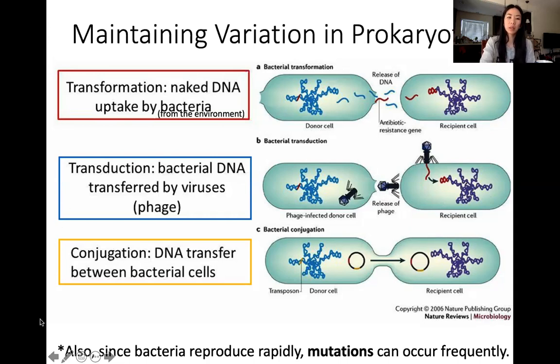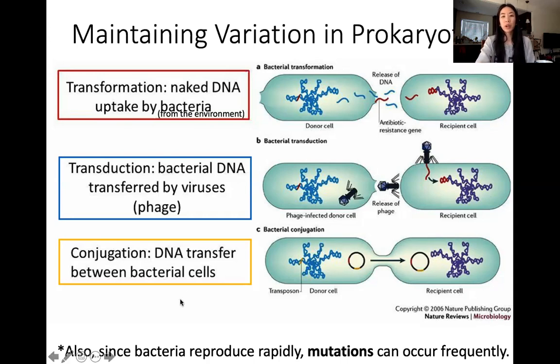And the last way is conjugation. So this is DNA transfer between bacterial cells. In this case, a plasmid from one bacteria can be transferred to another one. So they physically will connect to each other. They also call it bacteria sex. They connect to each other and they transfer DNA between the cells.